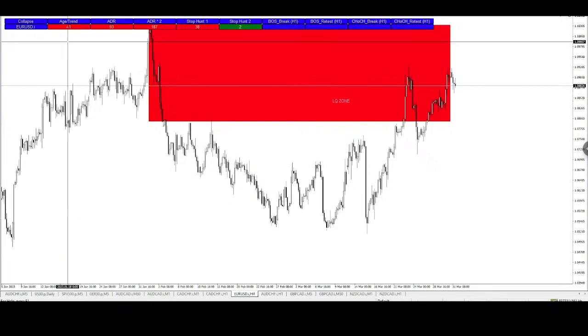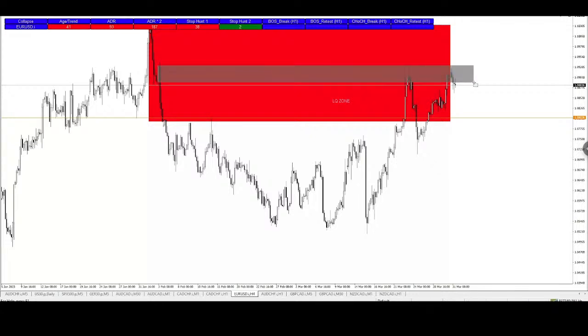So on Euro USD, there was a liquidity zone here. So you can see price action took the liquidity, and there was a supply area here. It was in between this zone here, like this. Boom. So there was a supply area in between this zone here. It took the liquidity. It went to this area. So this is how the indicator will be able to map it out for you.